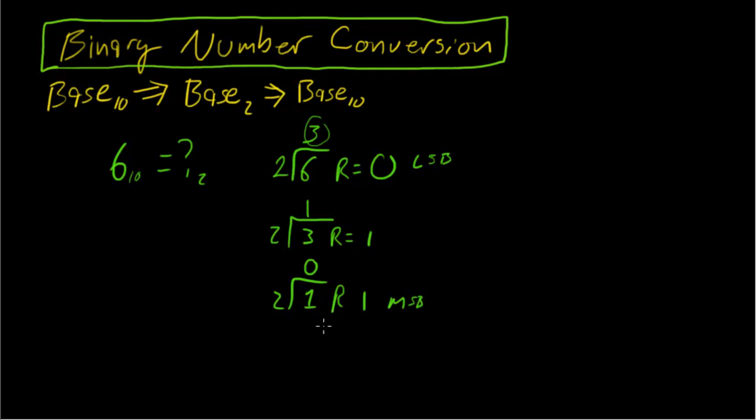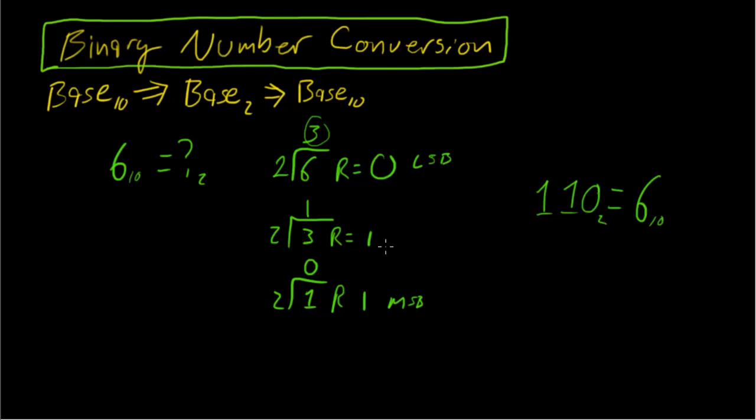You can do this for any number. I could do it for 1,472, it would just be a lot longer. The way I would write this is with the least significant bit on the right, so it would be 0, 1, 1. So I'd read this as 110 in base 2 equals 6 in base 10. That's a real simple way to convert that.